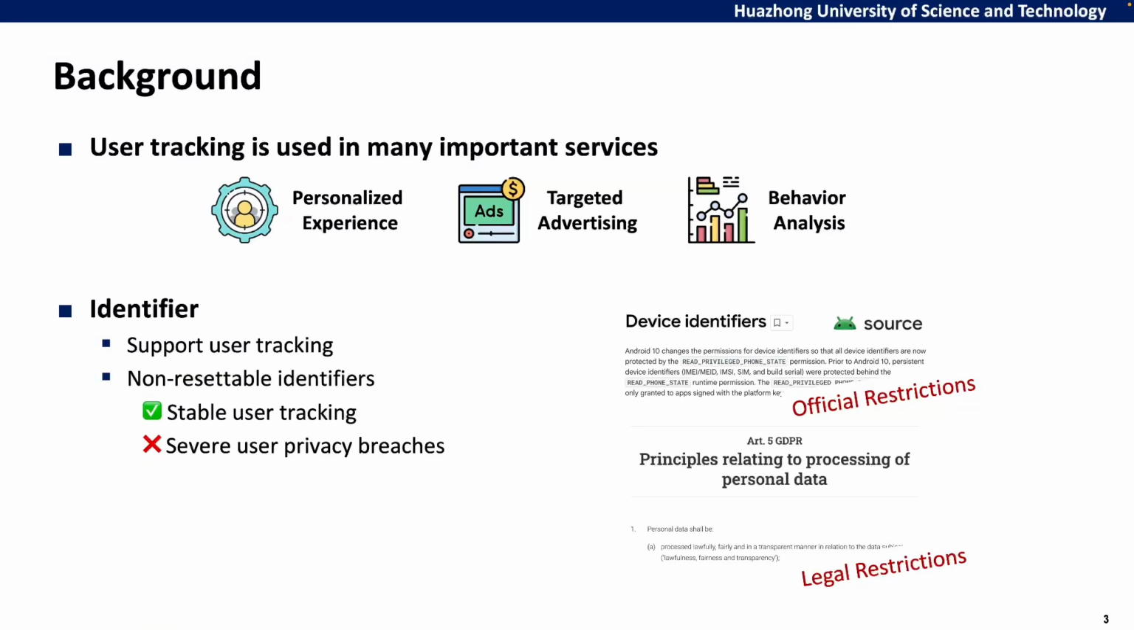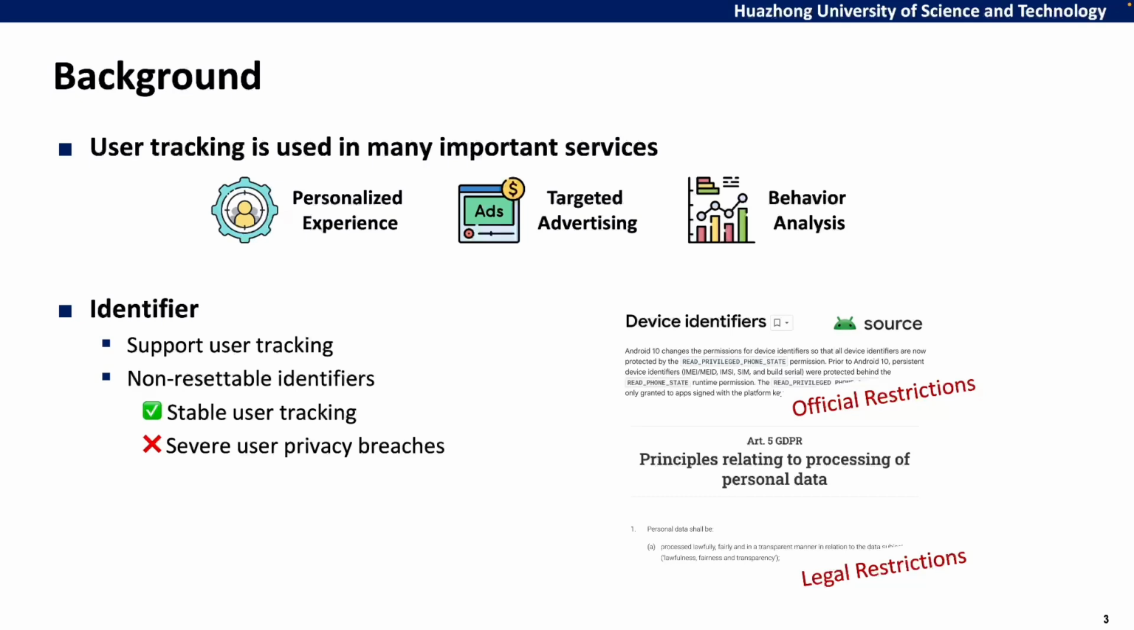To enable such tracking, Android relies on identifiers, which link user activities across apps and over time. Among them, non-resettable device identifiers like IMEI and serial number are permanently bound to devices and persist after factory resets, making them especially valuable for continuous tracking, but also posing severe privacy risks if compromised.